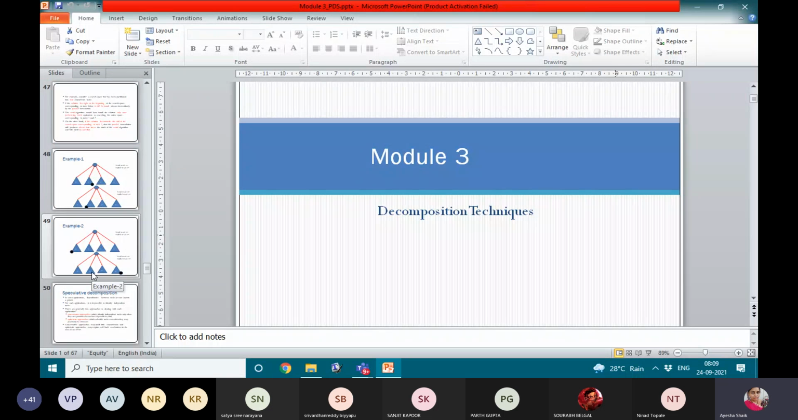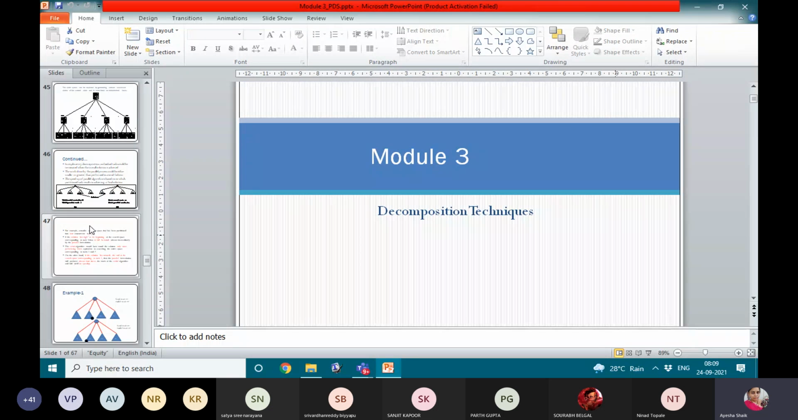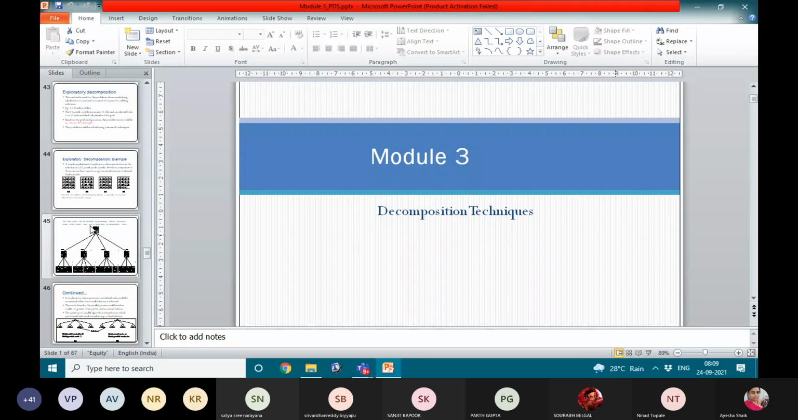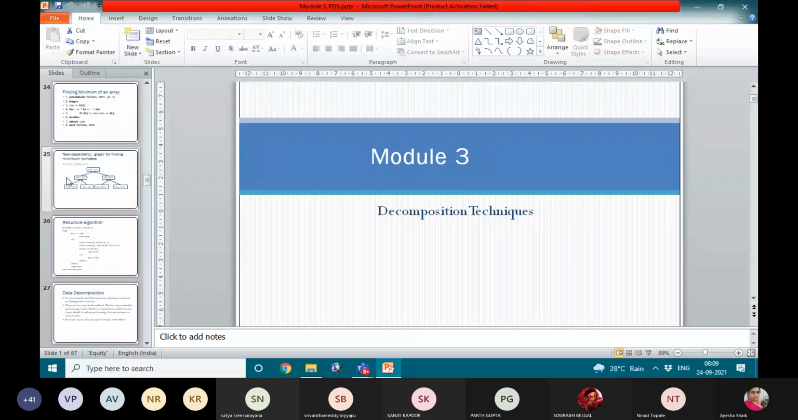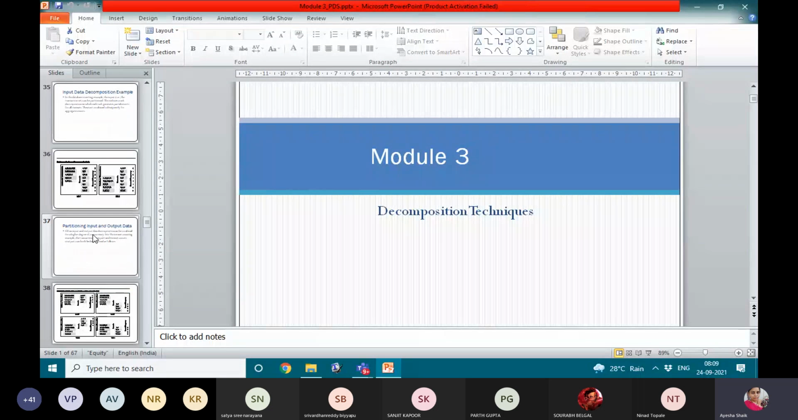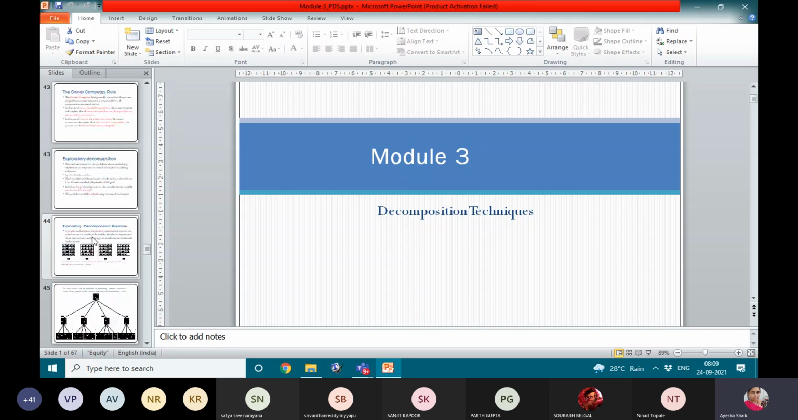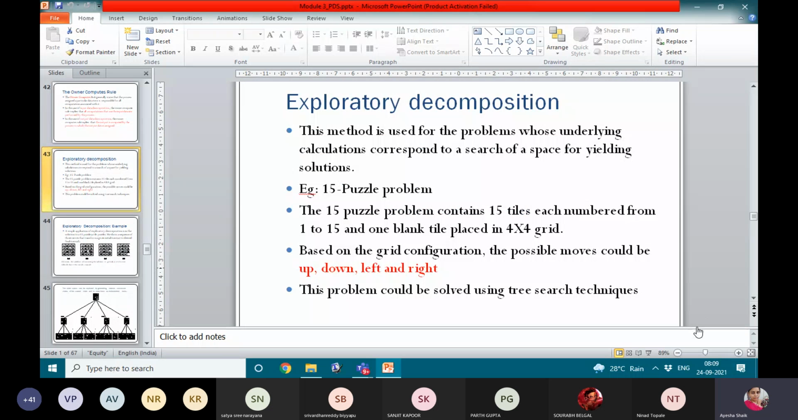So in the previous classes, we have seen two decomposition techniques, right? One is data decomposition and the other is recursive decomposition. So in today's class, we will see another decomposition technique, that is exploratory decomposition.